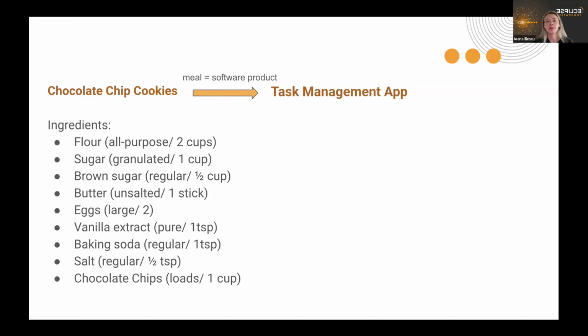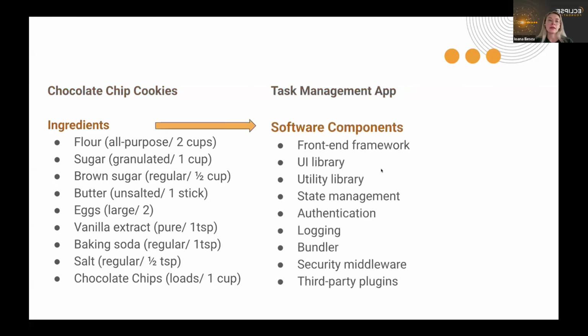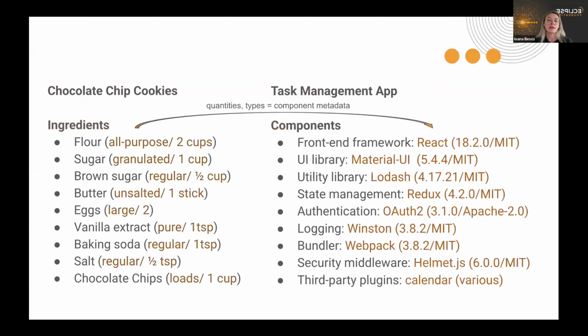Then to draw the parallel, let's say we're the maintainer of a task management app. So the meal is the software product. And as an equivalent to ingredients, to build the task management app we will need software components such as a front-end framework, a UI library, a utility library, and so on. Then, just as we have quantities and types, we would also need to choose the specific components that we want to use. So for example, for a front-end framework, we would, let's say, choose React with a specific version and a specific license. These would be the component metadata.